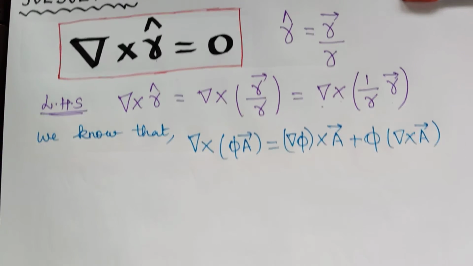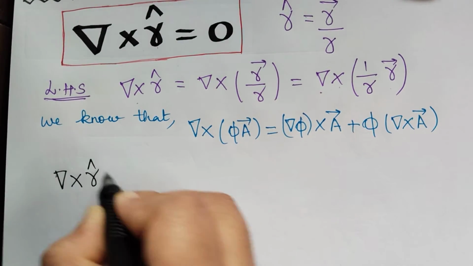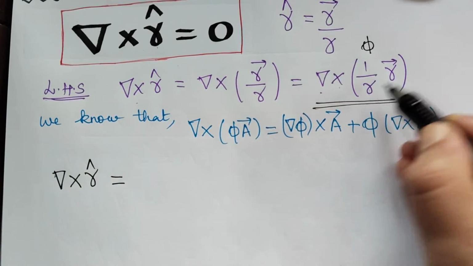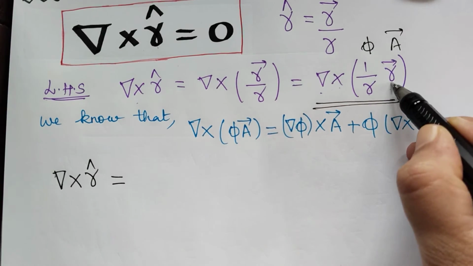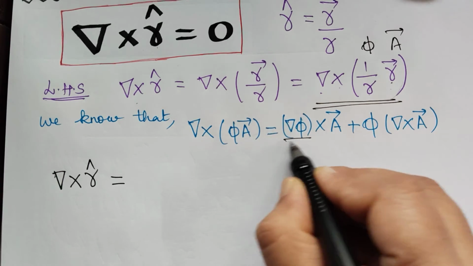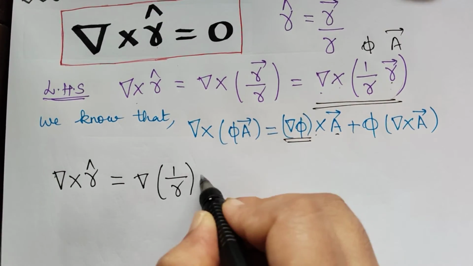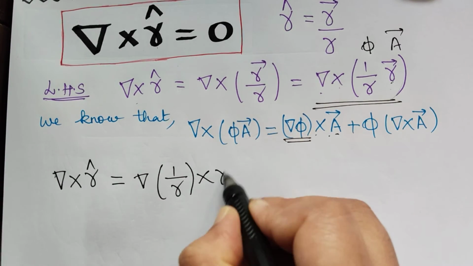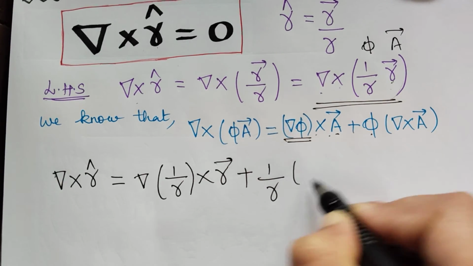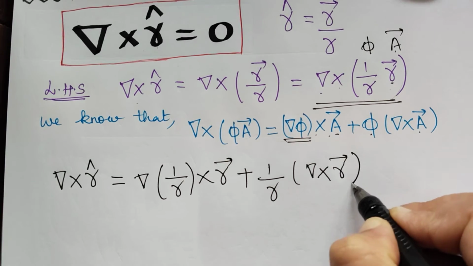When we make use of this identity, on the left hand side we have ∇ × r cap, that is equal to this one. Here this is φ. φ is equal to 1/r and a vector is r vector. So we shall make use of this identity over here. First it will be ∇φ, so ∇(1/r), cross product with a vector, but what is a vector? It is r vector, plus φ multiplied with, so φ is 1/r, multiplied with ∇ × a vector, which is r vector. So we have applied this result.